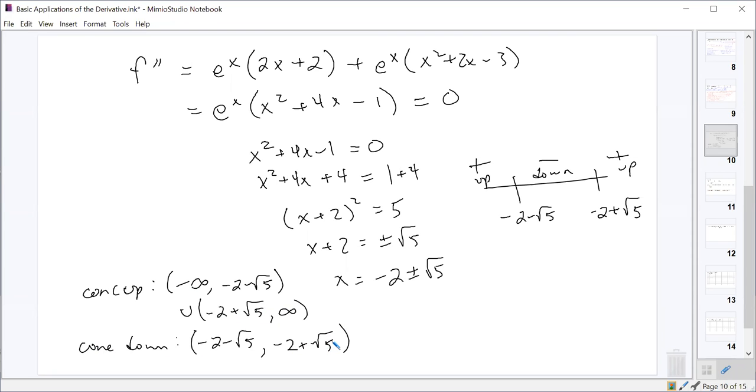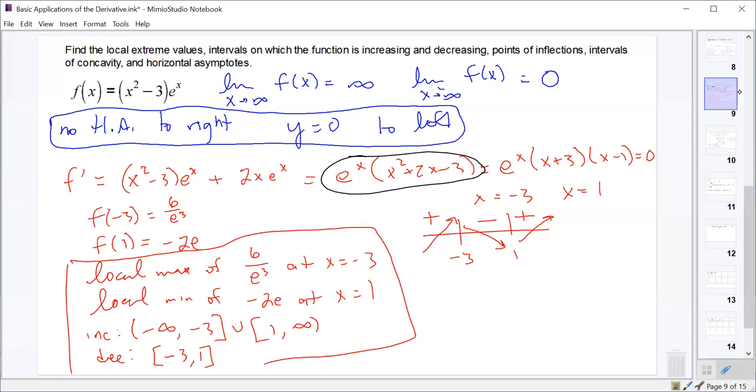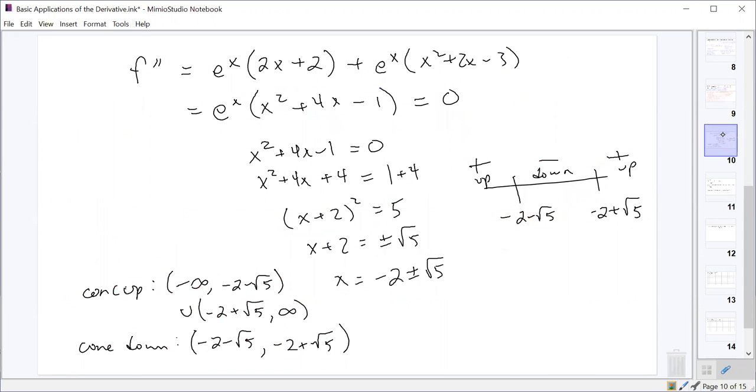And then, did I ask for points of inflection? I did. That was a mistake. Clearly, I shouldn't have done that. So, x squared minus 3 times e to the x. Well, that's kind of a pain. But, yeah, I don't want to figure out what those are.